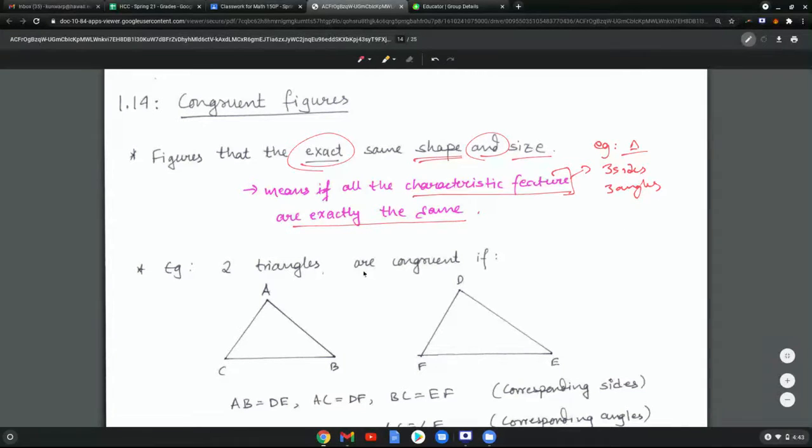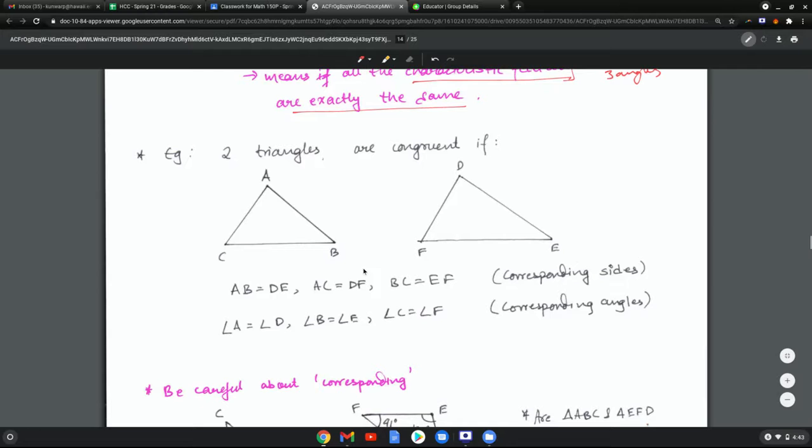Which means if two triangles are congruent, then you have AB equals DE, you have AC equals DF, and you have BC equals EF. Similarly, you have angle A equals angle D, angle B equals angle E, and angle C equals angle F.